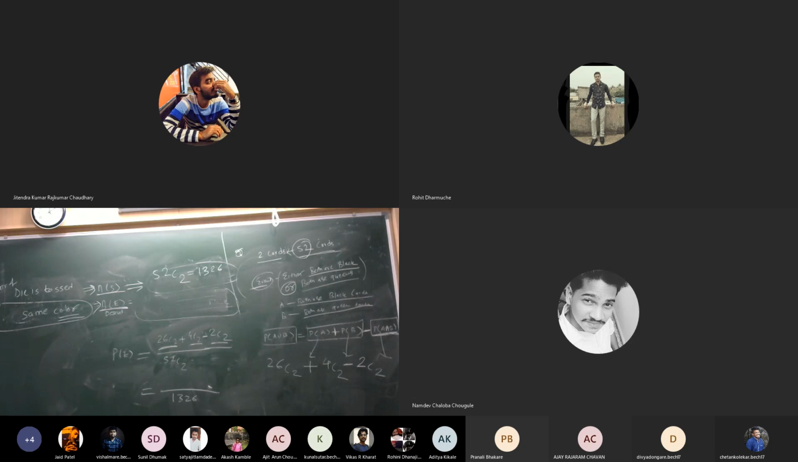Rohit, you forget to reduce that particular number. Rohit, answer should be 330 divided by 1326 and you need to reduce also. Rohit, you forget to reduce that particular 2 minus 2C2.